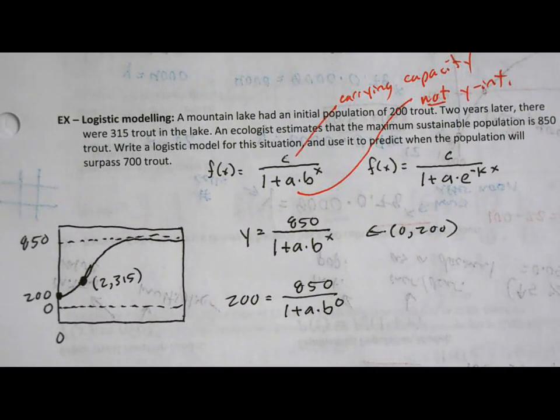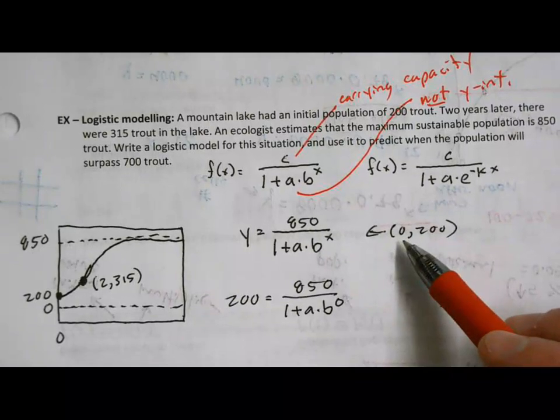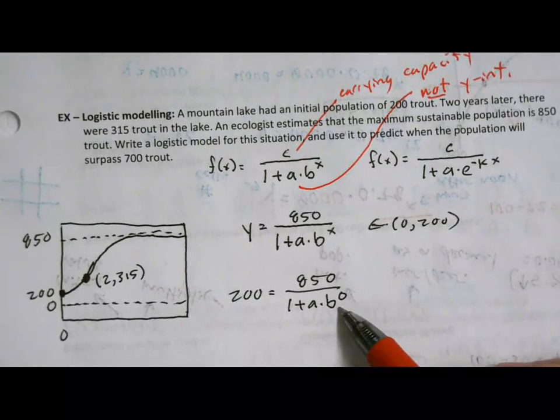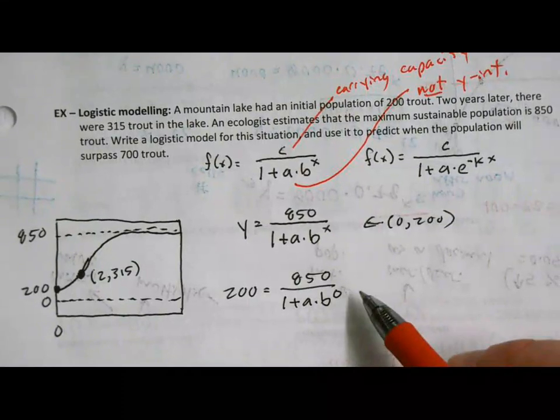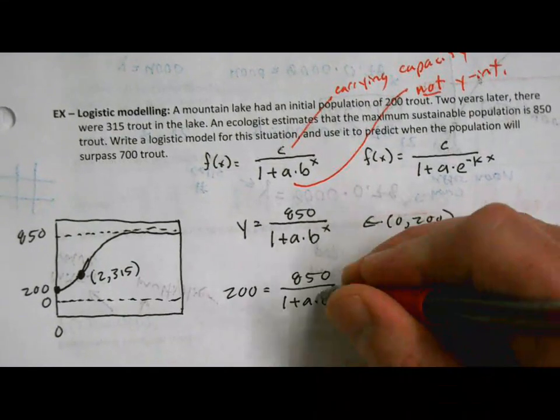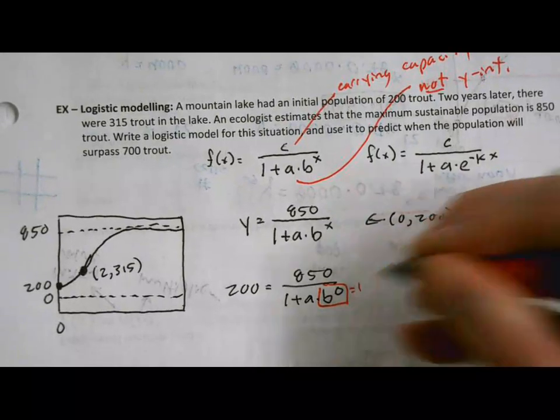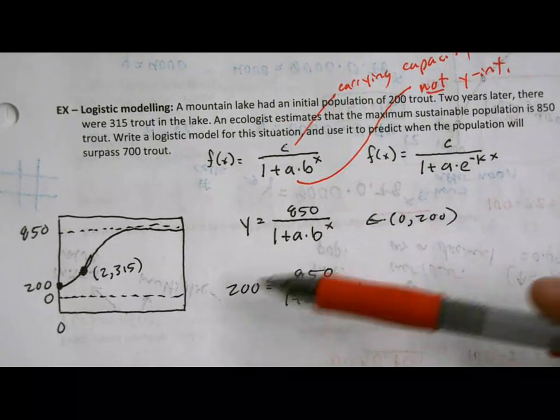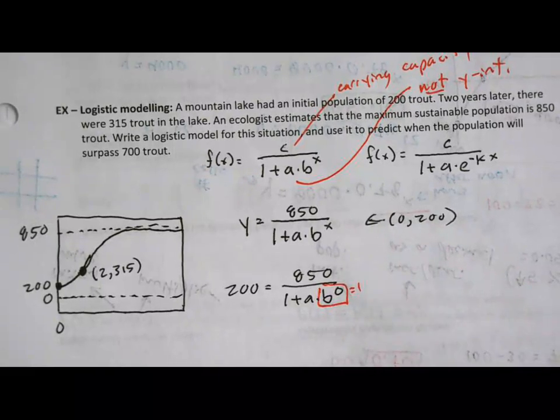When we do the y-intercept, we're going to have a 0. And why is 0 making this easy? This whole thing just turns into a 1, right? This b to the 0 is equal to 1. So this equation is really just 200 equals 850 over 1 plus a. You guys know how to solve that.